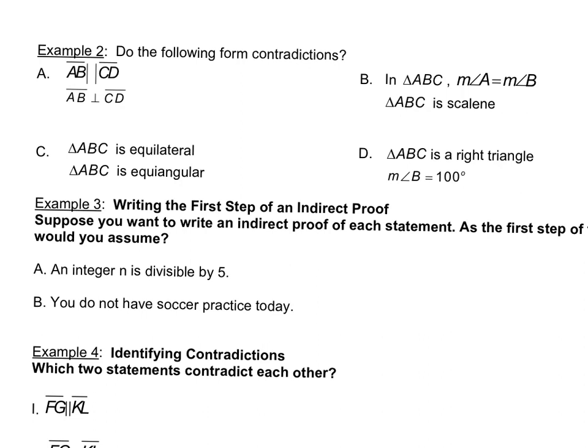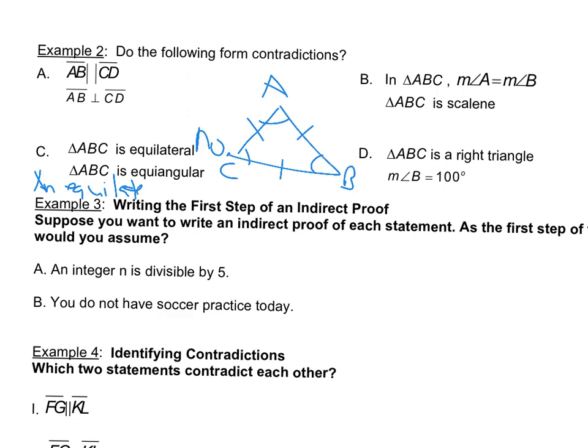What about C? Triangle ABC is equilateral and triangle ABC is equiangular. Is that a contradiction? No, because an equiangular triangle is also an equilateral triangle. Let's show you a picture of that. An equilateral triangle is also an equiangular triangle.